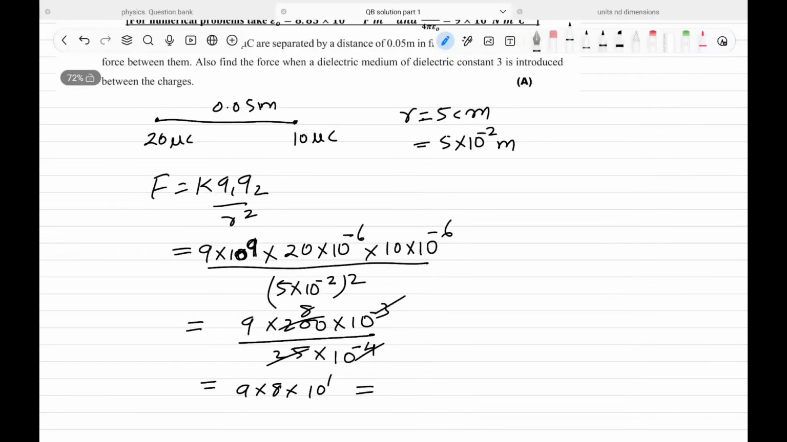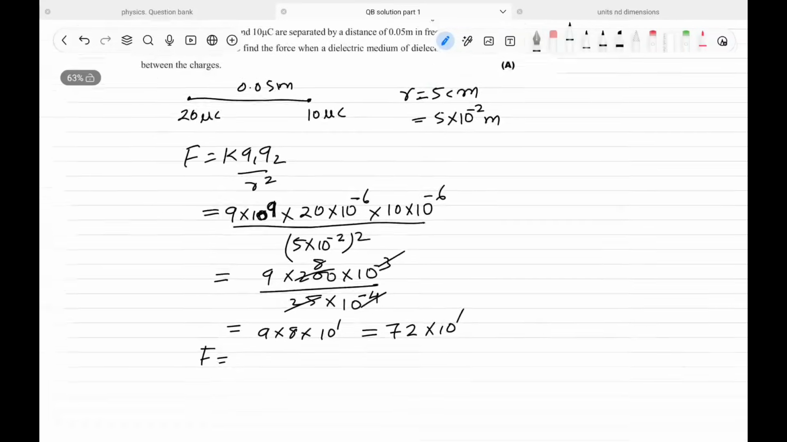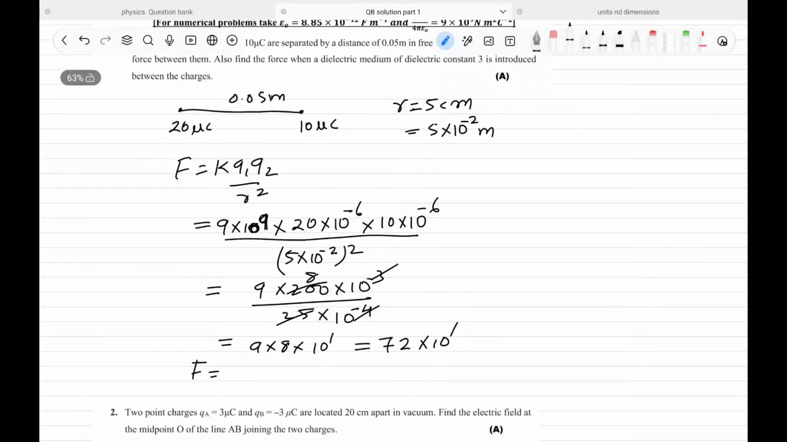Okay, and it becomes 72, and the 72 into 10 power 1. Therefore, net force between them becomes how much? 720 Newton. This is the force in air medium. Okay, force in air medium.